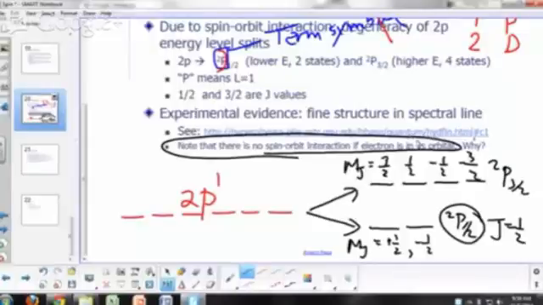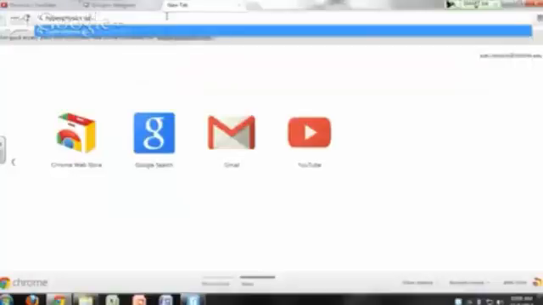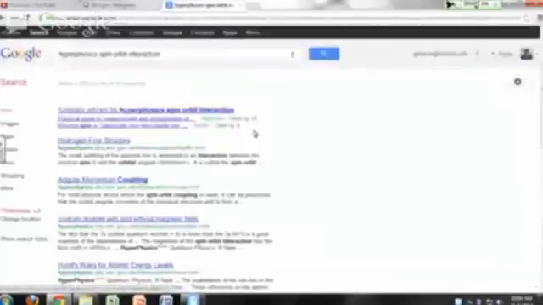Let's see, I have the link right here. Let me see. Hydrogen fine structure. Let me see if I can look that up. Just do a search for hyperphysics, spin orbit interaction. And you'll see the hydrogen fine structure.